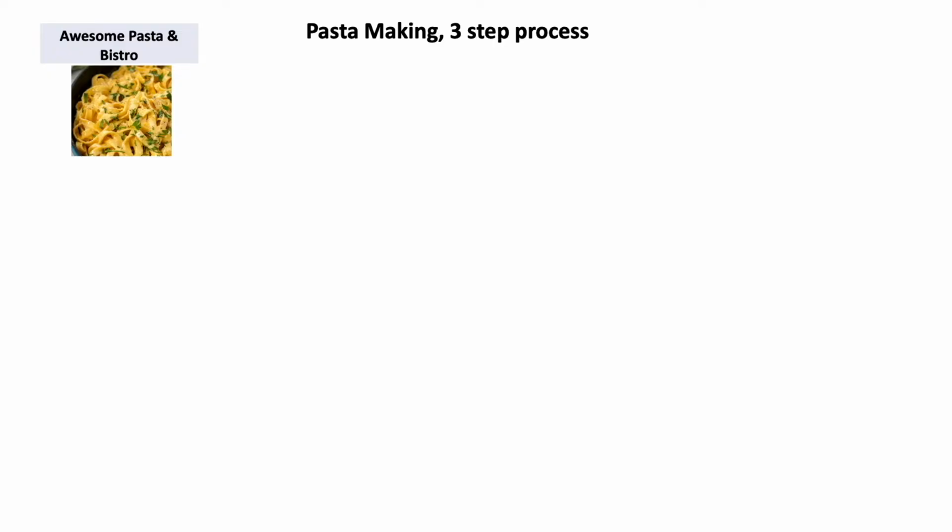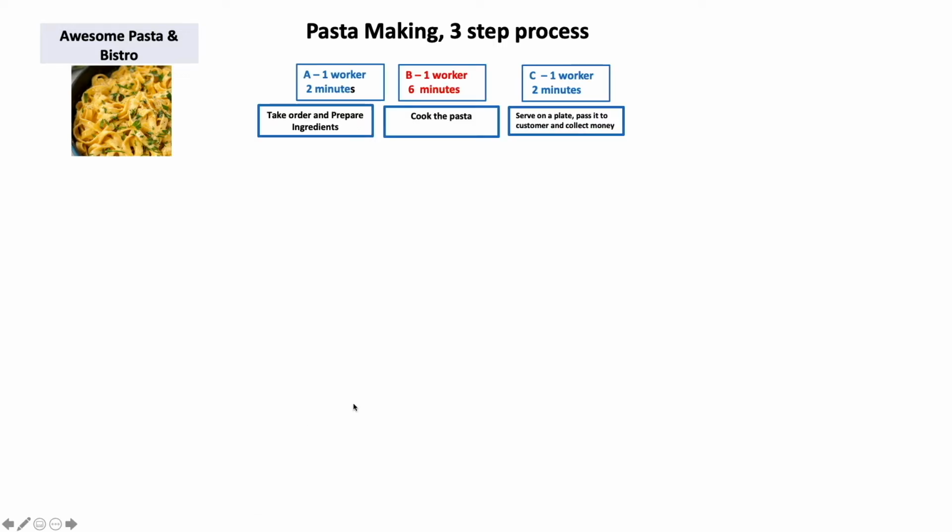Let's consider a small pasta shop which sells pasta during lunchtime. Let's call it Awesome Pasta Bistro. During lunchtime, customers come and queue up. The pasta making has 3 steps. The first step is where the customer places the order. There is one worker who takes the order and prepares the ingredients for that order. It takes 2 minutes to do this.